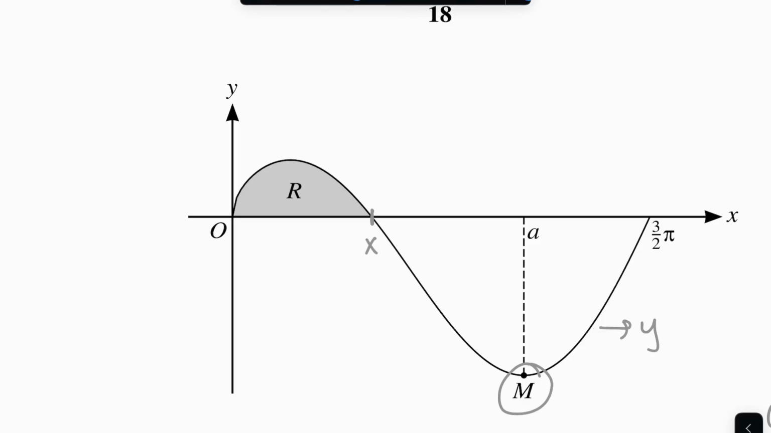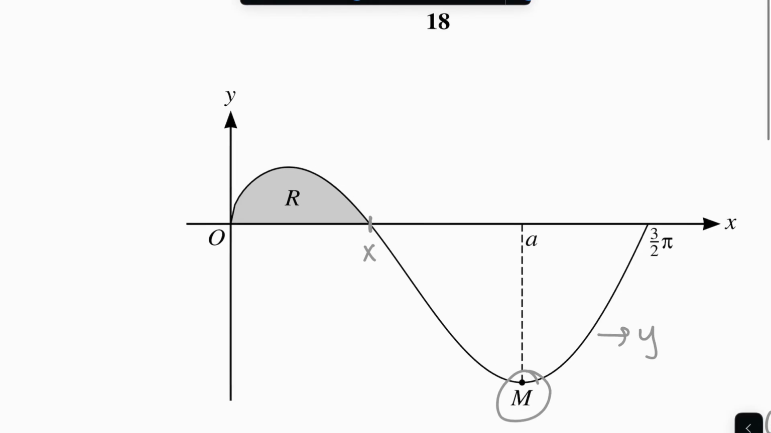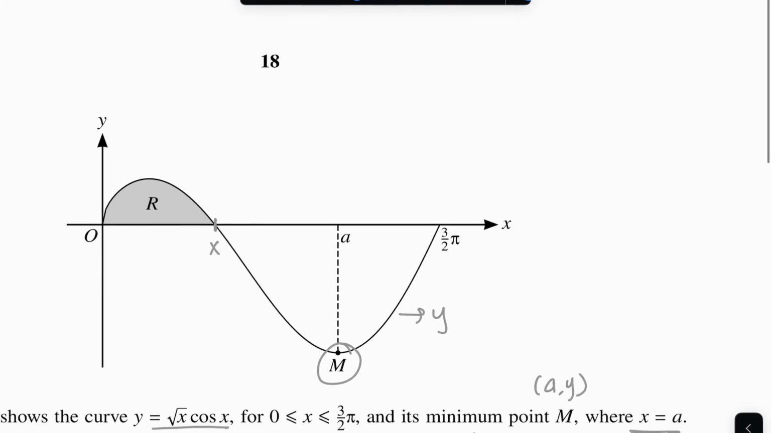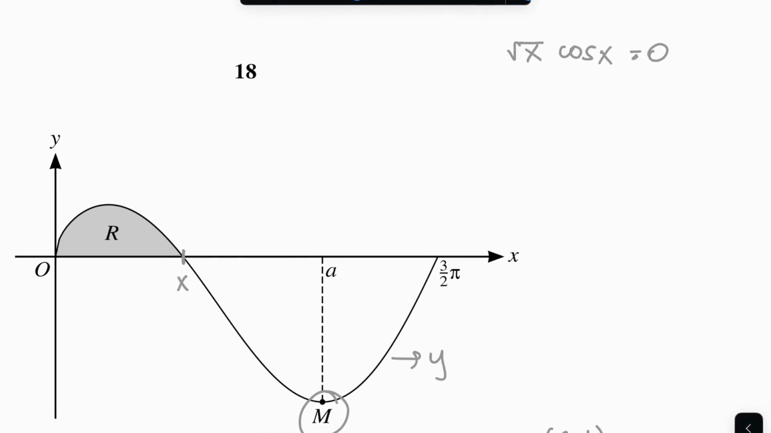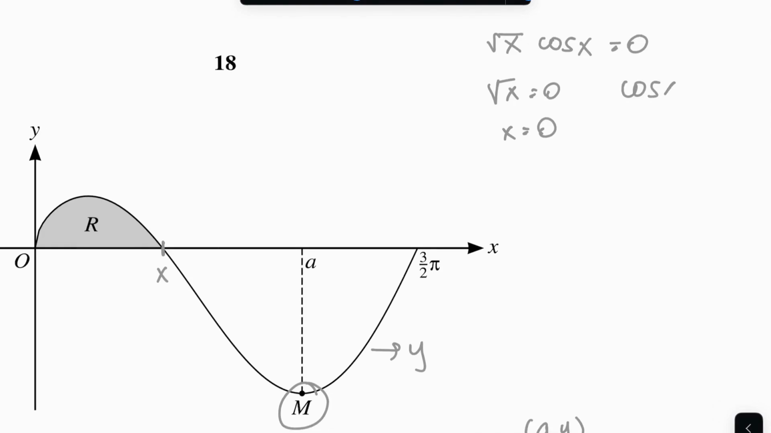Now we know that on the curve, this part is where y is equal to 0. So we can equate our function to 0, because we know that the value of y is 0 since it's hitting the x-axis, and we will find the values of x. So root x is equal to 0 and the value of x is equal to 0. But we already know this because of one border that was already given to us. So we need to find cos x equals 0.